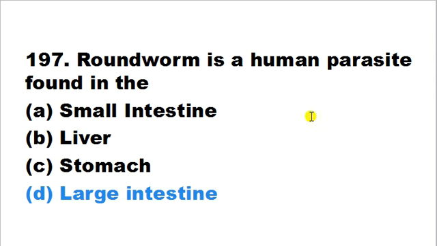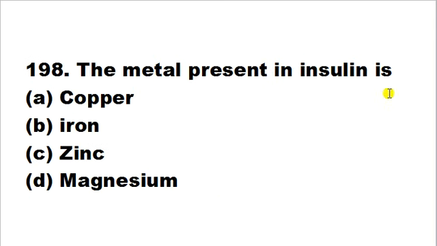The metal present in insulin is copper, iron, zinc, magnesium. So insulin is a hormone that controls your blood glucose level, and insulin is basically a protein, and here the metal present in insulin is zinc. So here the correct answer is C. So zinc is the correct answer, which is present in the insulin hormone.